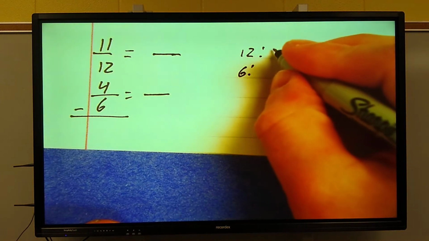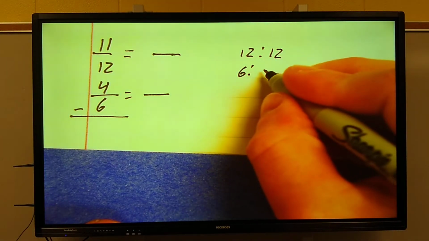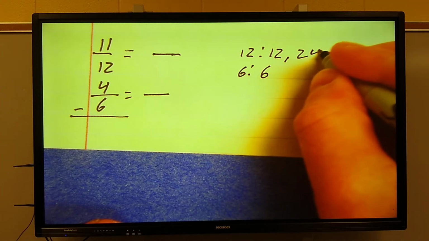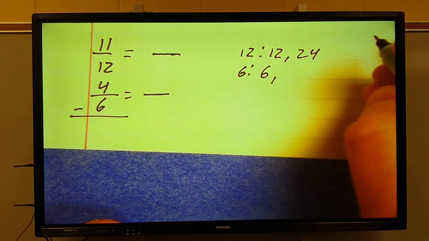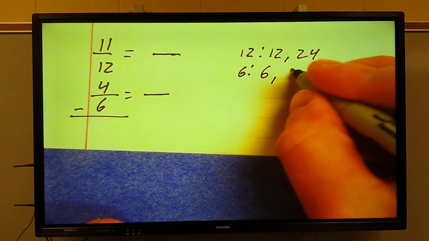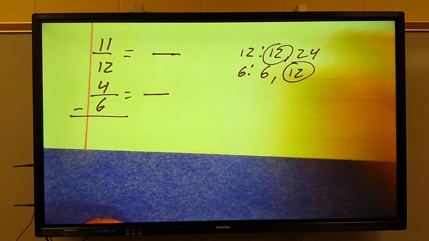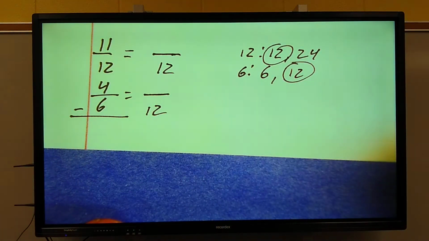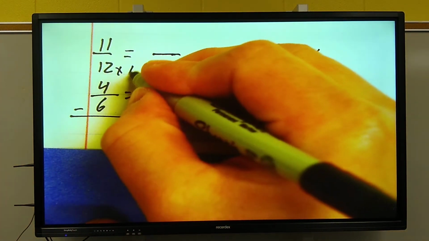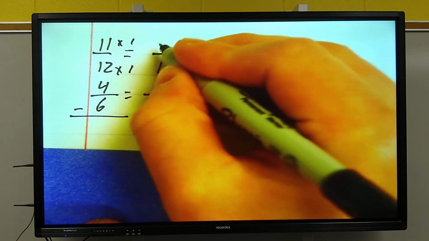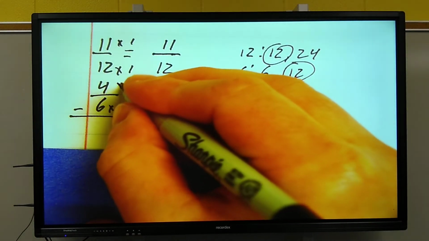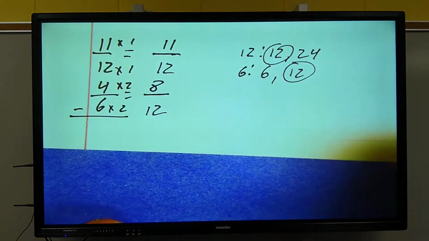1 times 12 is 12. 1 times 6 is 6. 2 times 12 is 24. 2 times 6 is 12. Stop. 12 is my new denominator. 12 times 1 is 12. 11 times 1 is 11. 6 times 2 is 12. 4 times 2 is 8.